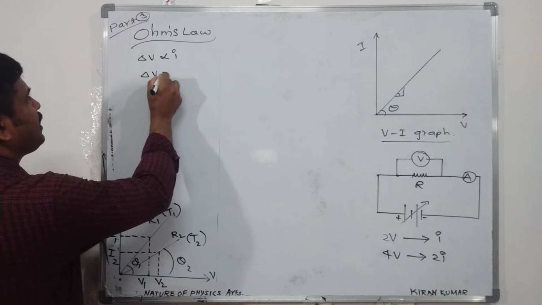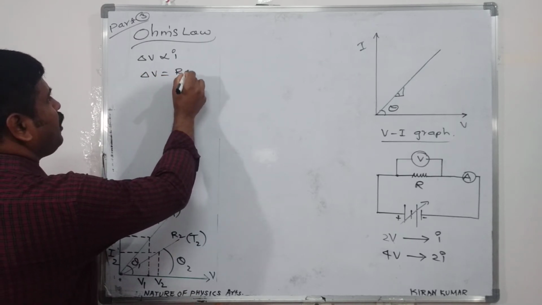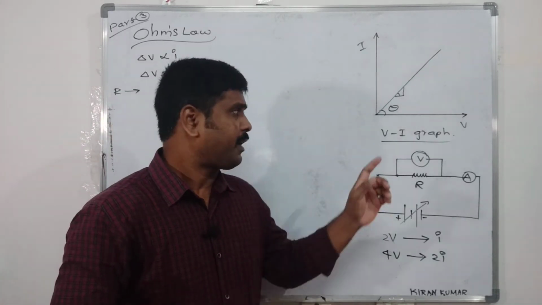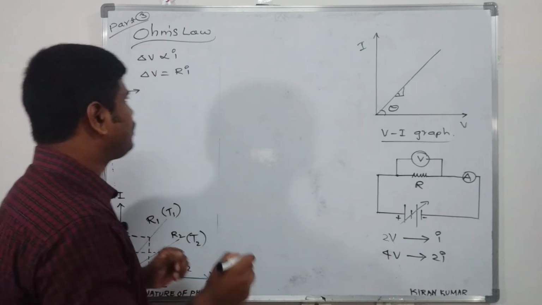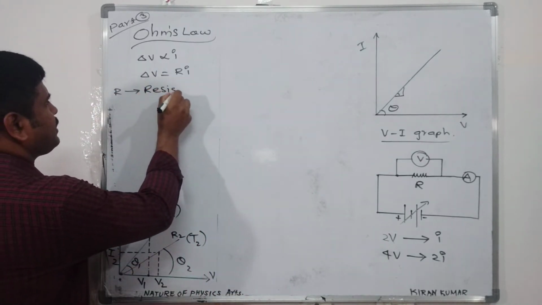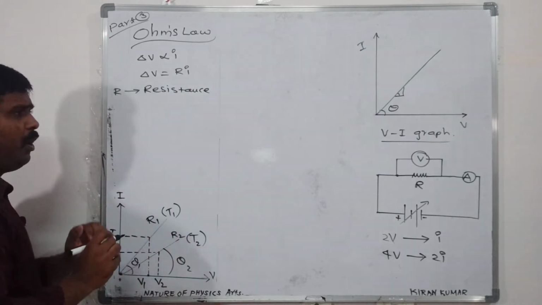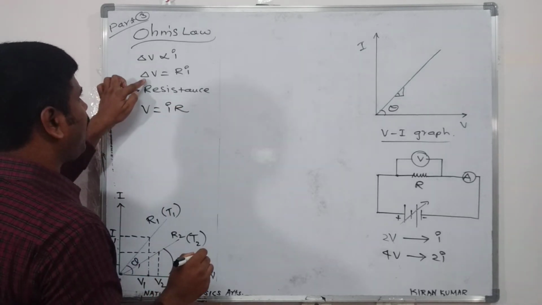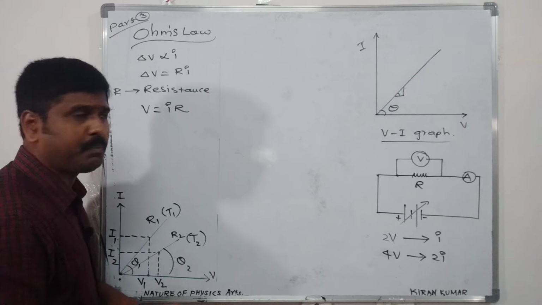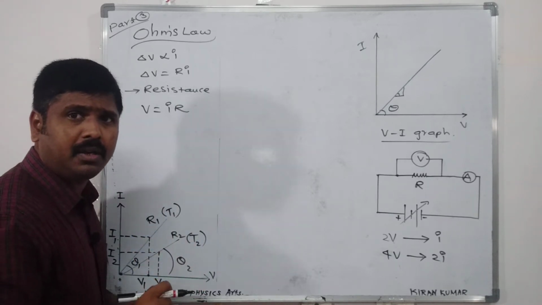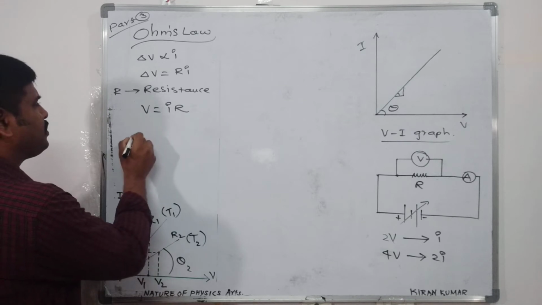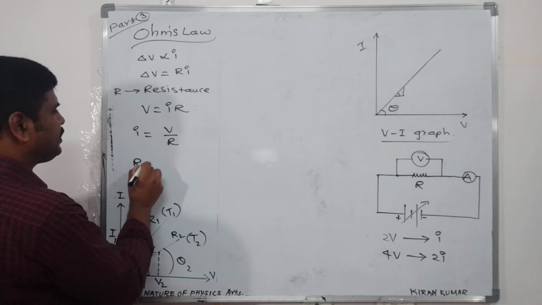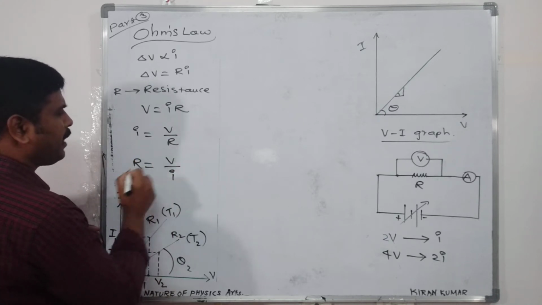So potential difference is equal to R into I. R is the proportionality constant, that is the resistance of the wire. Now we can write V equal to IR. According to Ohm's law, V is equal to IR. Potential difference is directly proportional to the current. Modifying this equation, we can write current is equal to V divided by R and the resistance is equal to V divided by I.